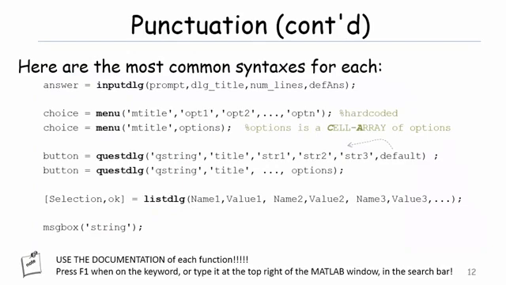Here are the most common syntaxes for each. So I've shown you input DLG, menu works the same way, quest DLG, they all really work the same way. List DLG is a little bit different, and I'm going to show that in another tutorial, where you can see on the left side this time you have two separate results possible. But please don't learn these things by heart. The only way I remember them is every time I need it, I go to the documentation. So press F1 as soon as you're on that keyword, or just wait for that little yellow box to pop up.